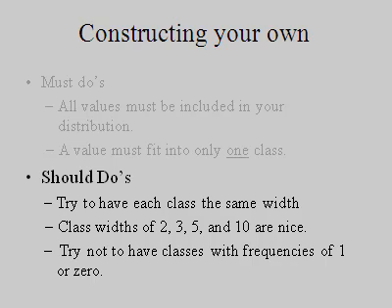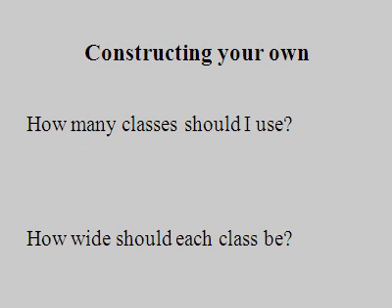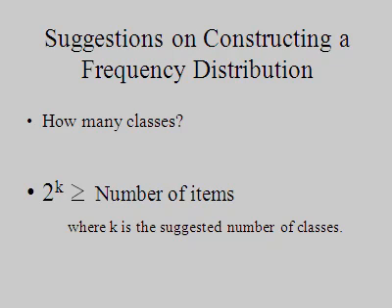Now, there are a couple of rules of thumb to help you get started. You have to answer two questions: how many classes should I use, and how wide should each class be? The general rule for how many classes is to take 2 and raise it to the k power until you get a number that's greater than the number of items. So for example, if you had 30 items, 2 to the 5th power is 32. That tells you probably want to have 5 classes. And this is just something to get you started.